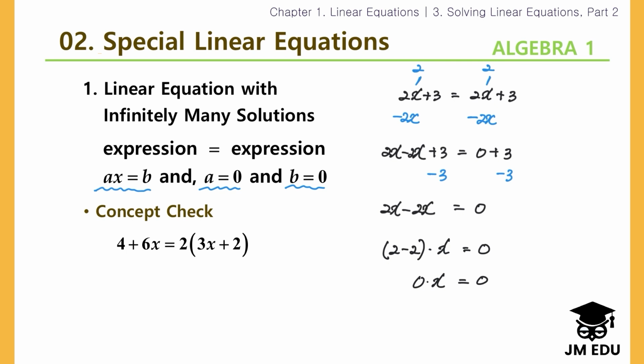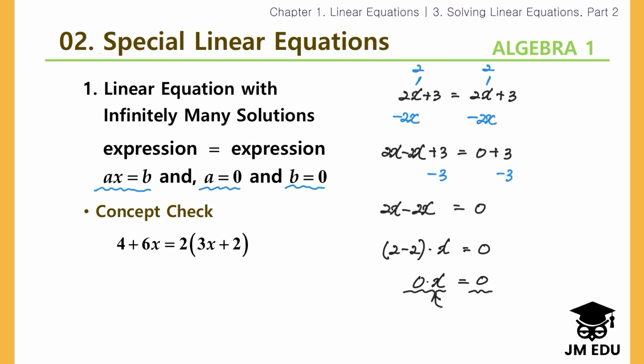So if we change this equation to this form, ax is equal to b, then that's going to be 0 times x is equal to 0, right? For any values of x here, this is going to be always a 0 and this is always 0. So this equation has infinitely many solutions, right?